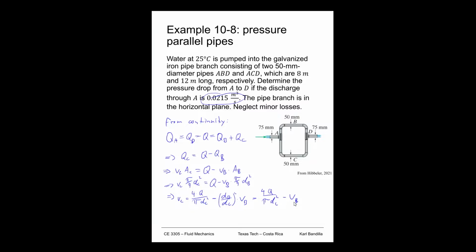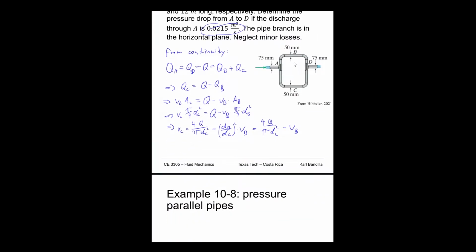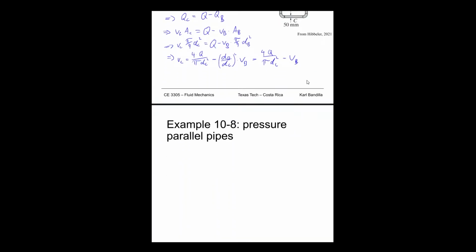That's a good start. Now what else do we know? Well, we know these are parallel pipes, right? Which means that the head loss along those pipes has to be equal, right? So we can write flow in parallel pipes. What does that mean? That means that HL, let's just call them B, and HL, C have to be the same, right?